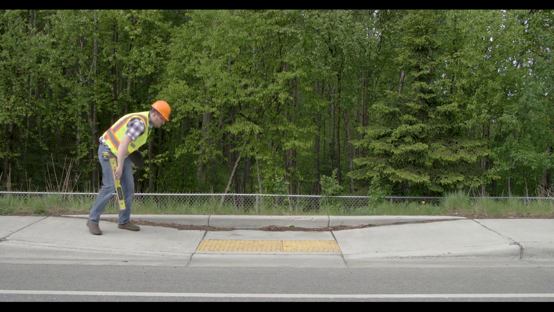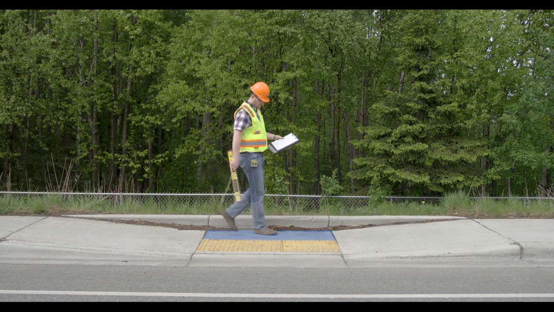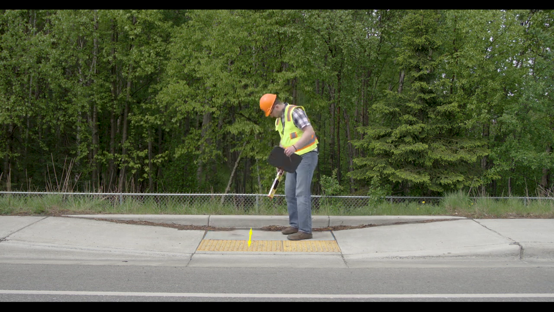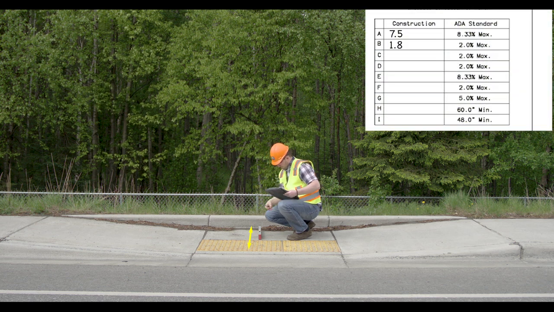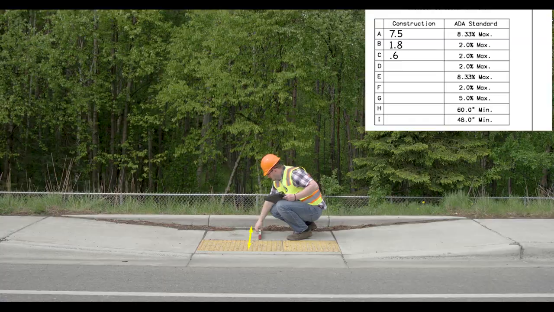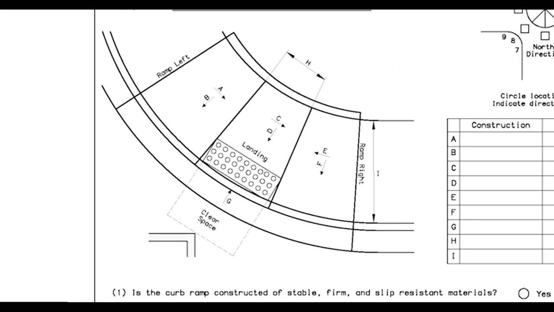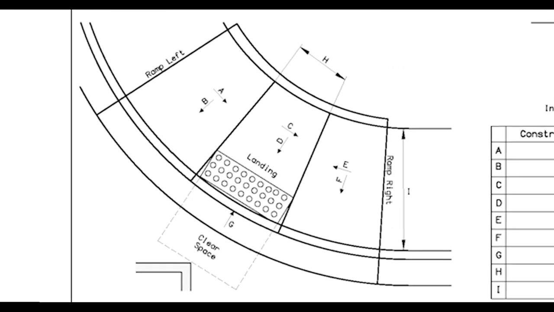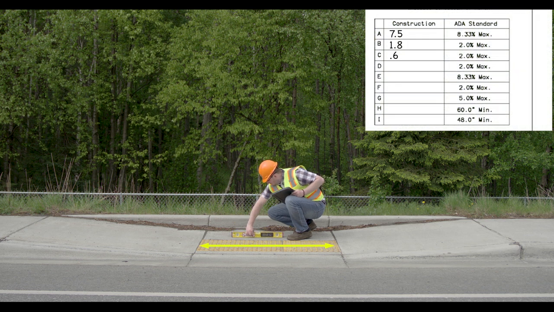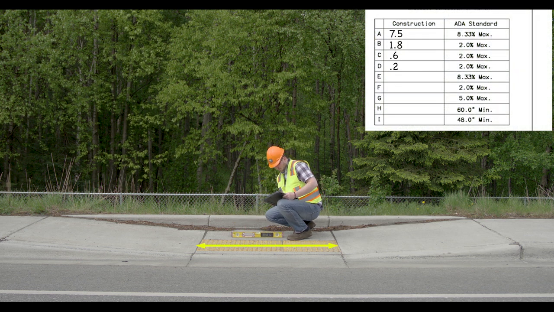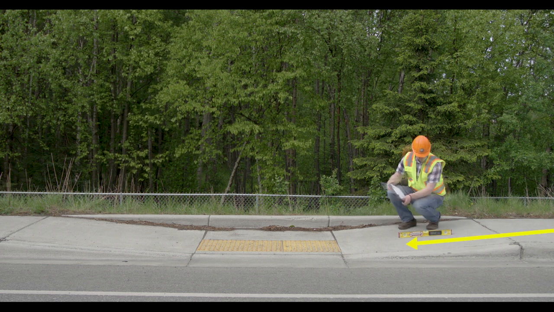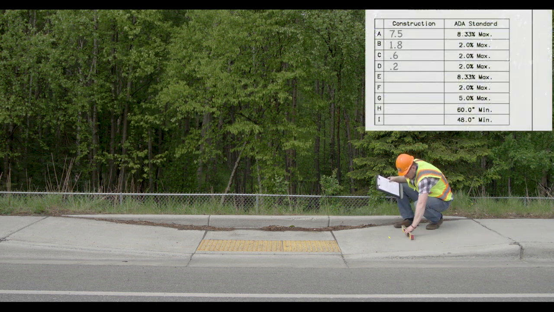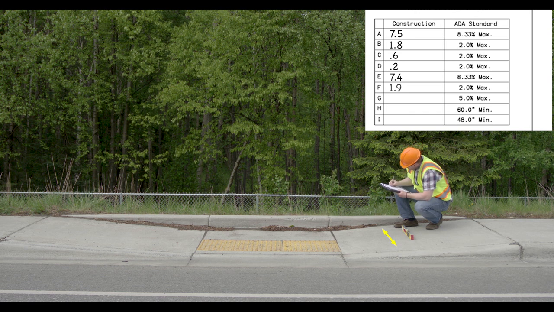Move down the ramp to the landing. Measure the landing running slope and the landing cross slope. Again, be sure to clear any debris. The parallel landing, running, and cross slopes may be difficult to distinguish. To simplify, it is best to use the arrows on the data sheet diagram. Record the appropriate slope in box C and the perpendicular slope in box D. Move to the right ramp and perform the same procedure as the left ramp, recording the running slope in box E and the cross slope in box F.